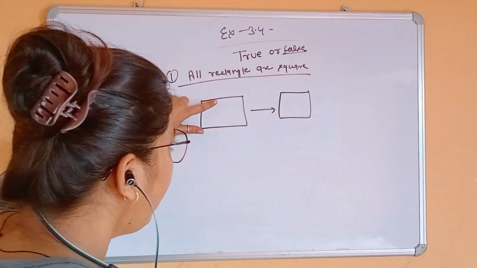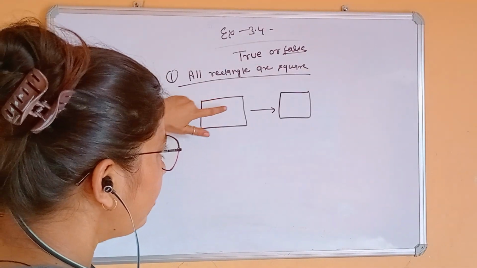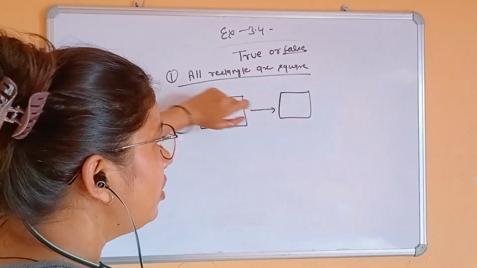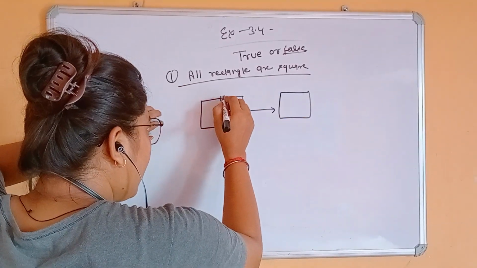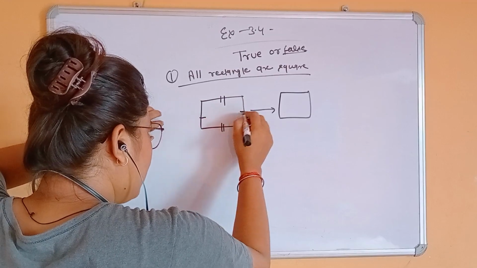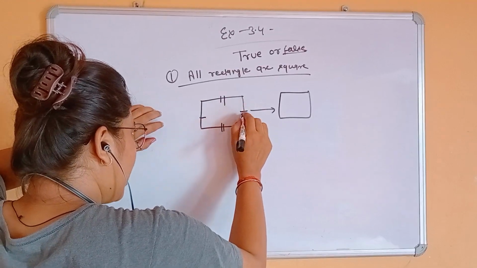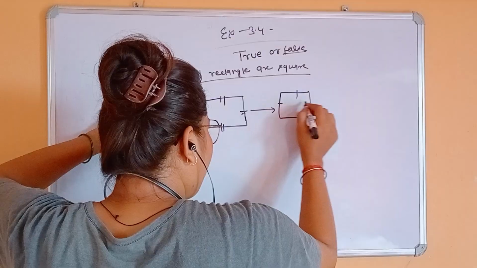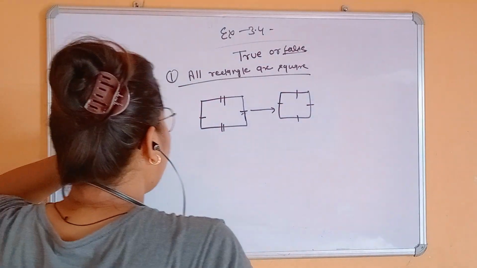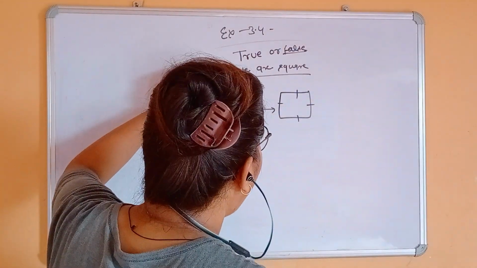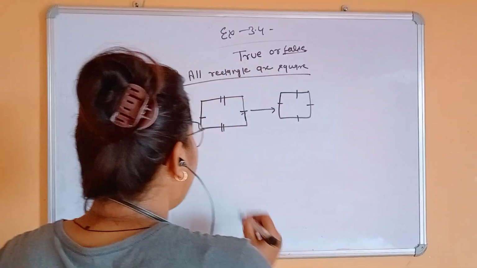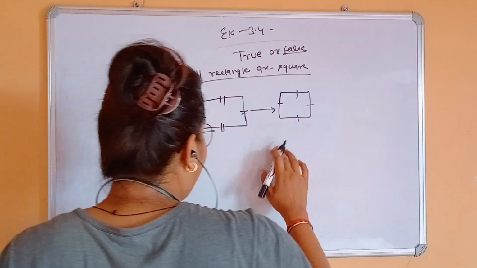In a rectangle, two sides are parallel. In a square, four sides are equal. So here you can say this side is equal to this side, and this side is equal to this side. And in a square there are four equal sides. So you saw easily here all rectangles are not square. So how do we write that all rectangles are not square?